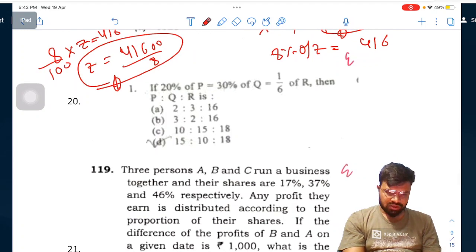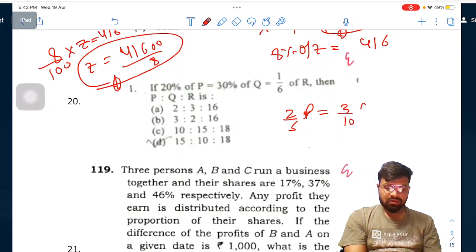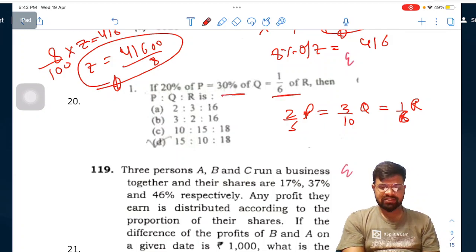Now this is a simple question. 20% of P is equal to 30% of Q is equal to 1 by 6 of R. Okay, so it is nothing but 2 by 5 of P is equal to 3 by 10 of Q is equal to 1 by 6 of R. We converted everything into fractions because one was given in fraction and the others were given in percentages.